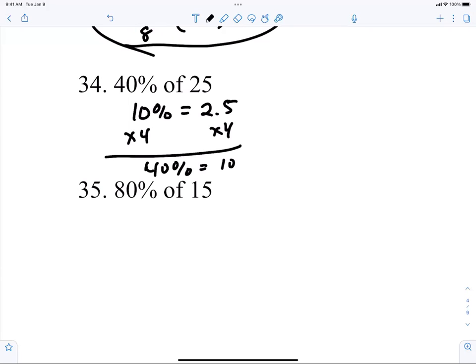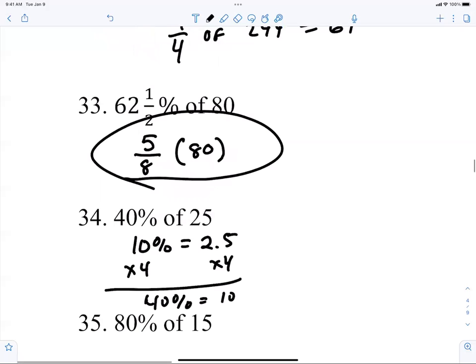I think the answer for number 33. Okay, look at that. I just wrote down 5/8 times 80. Now, if you did 60% times 80, I'd be okay with that also. Tell me. So I think that's mine is over of, but I got 10%. Yeah, well, it wouldn't be a 10% though. It would just be the number 10.